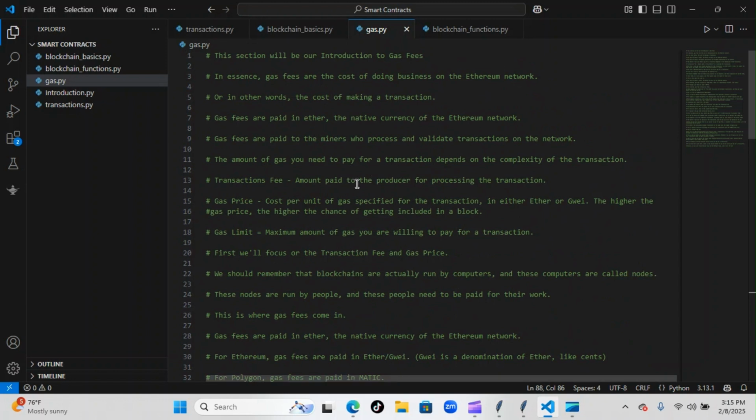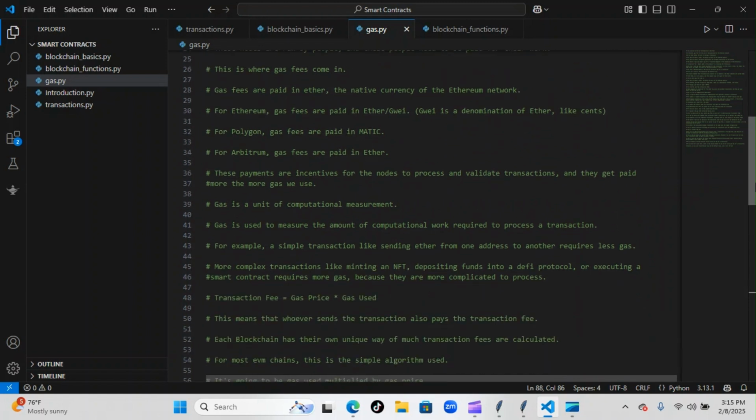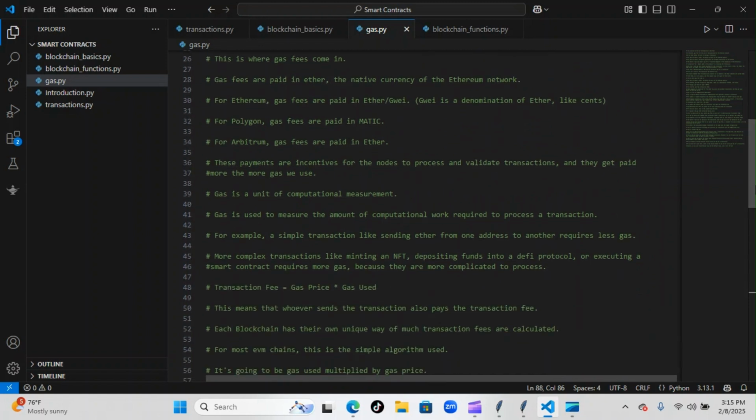You see here, transaction fee is the amount paid to the producer for producing a transaction. The gas price is the cost per unit of gas specified for the transaction in either ETH or GWEI. The higher the gas price, the higher the chance of getting included in a block. Now that's what I'm going to read right now. Again, if you want to do your own research on gas, you can. Like I said, it wasn't that deep of a topic. It's just breaking down to us what gas fees are, how they're accumulated, and how they're calculated.